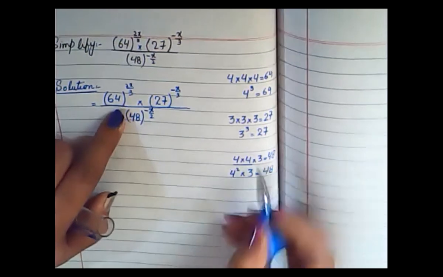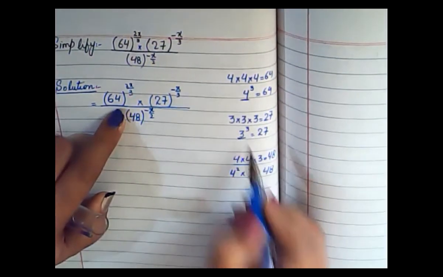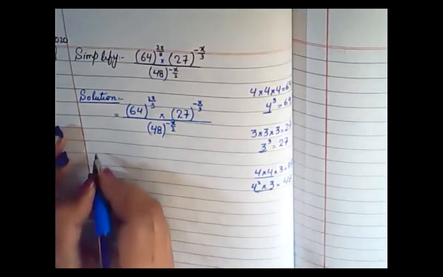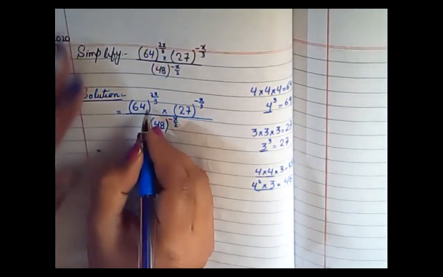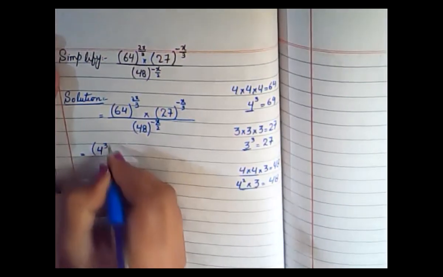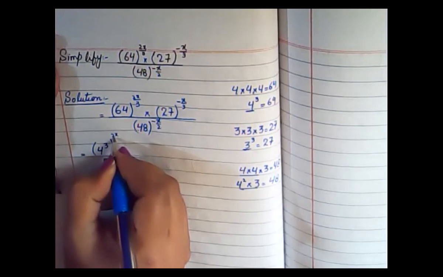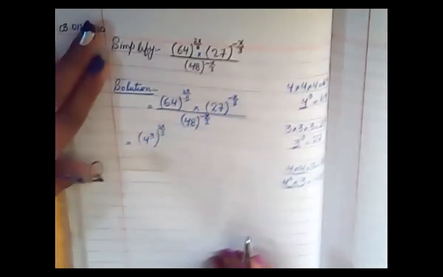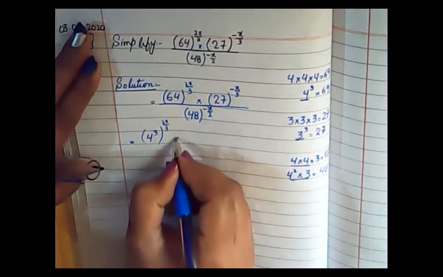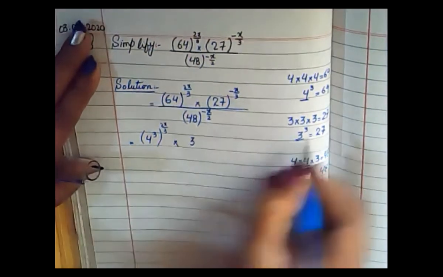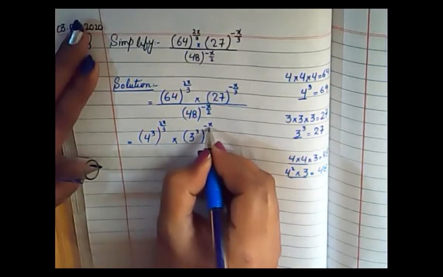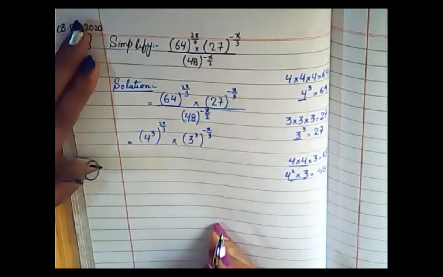So what I'm going to do is write these things instead of this one. The cube of 64 will be 4 cube, so I'm going to write 4 cube, and it has whole power 2x upon 3, then multiplied by this 3 cube, and it has whole power minus x upon 3. Understand?